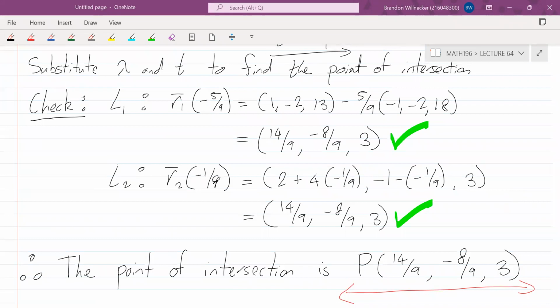Any questions on this problem? Okay, no questions. Cool. So we'll leave it at that for today.